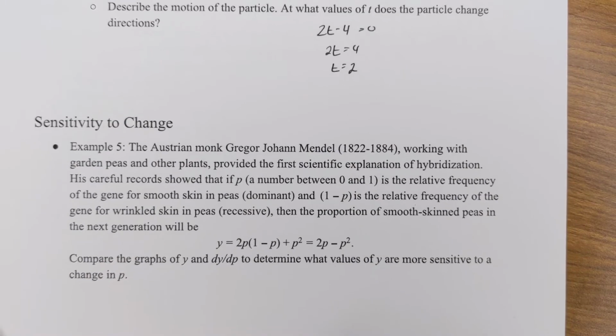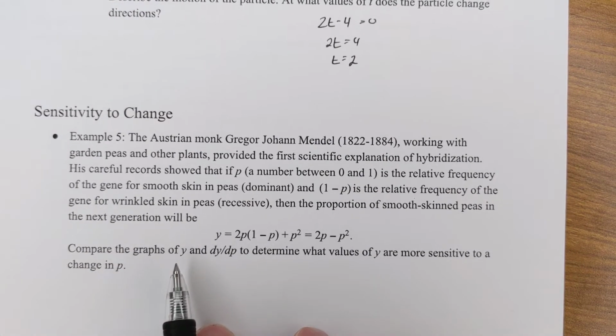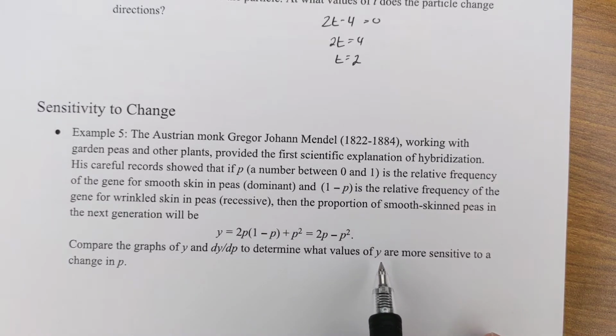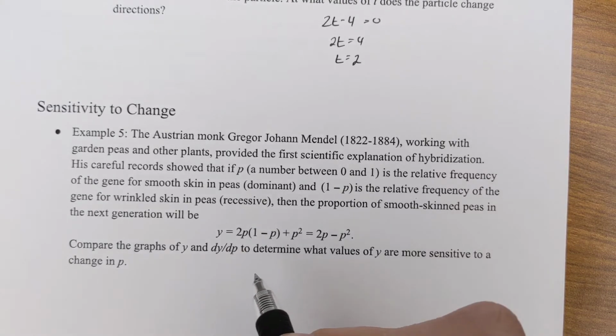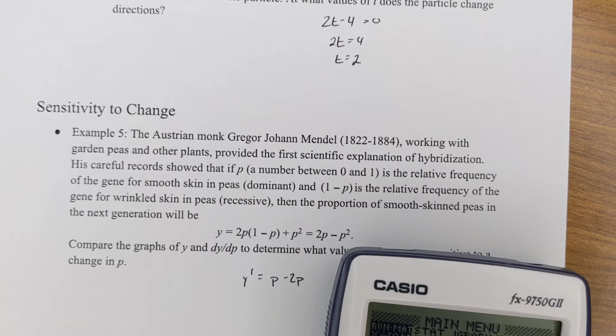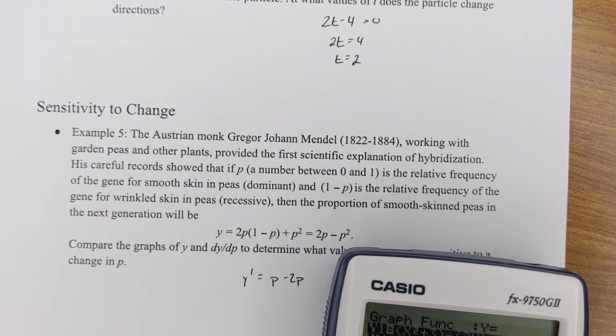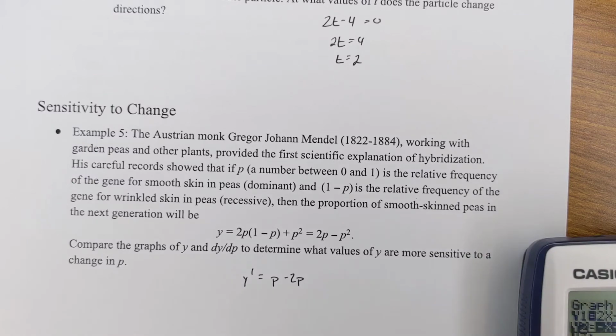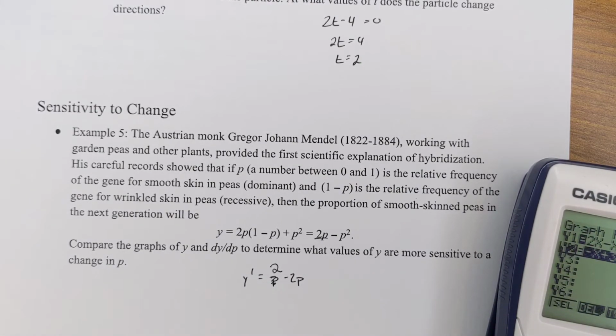Okay, sensitivity to change. So we've got this equation, compare the graphs of y and dy to find what values of y are most sensitive. So I need y prime, which is going to be 2 minus 2p. When you graph this, you have to use x's though. So menu, graph, so the y equation is 2x minus x squared, and then I have, oops, that's not right. Derivative of 2p should be 2. So that's going to be 2 minus 2x.